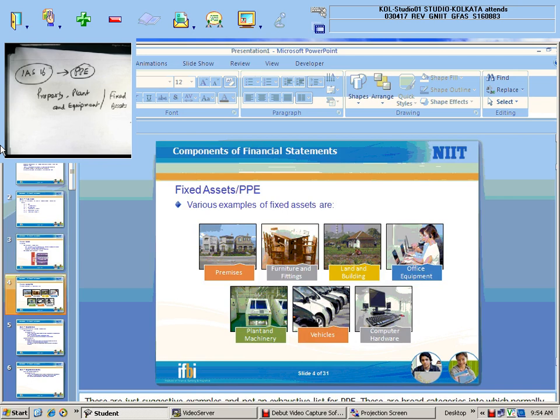Premises. Furniture and fittings. Land and building. Office equipments. Plant and machinery. Even vehicles. Companies which are transport companies own a number of vehicles. They are using the vehicles to provide transport services. So for them those are fixed assets.